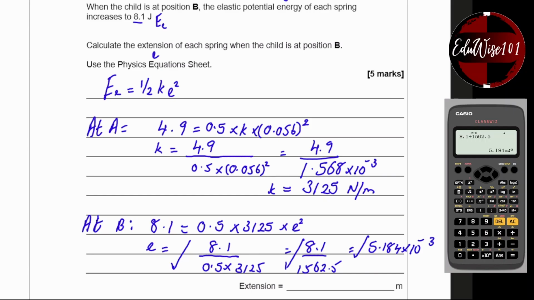So the last step, the square root of 5.184 times 10 to the power of minus 3. That should give us 0.072. Yeah, 0.072 meters.